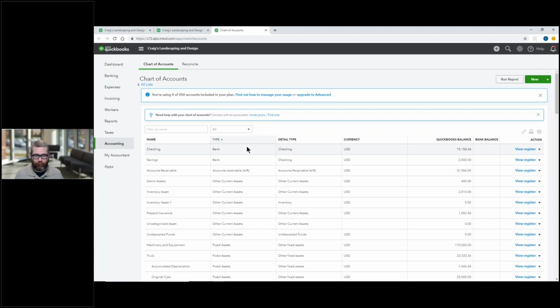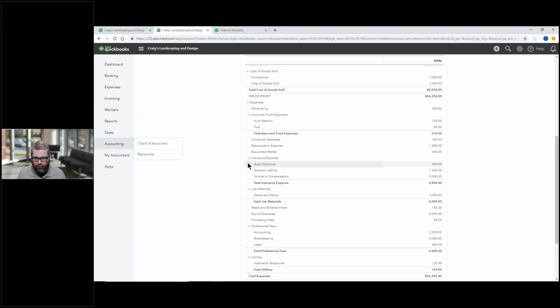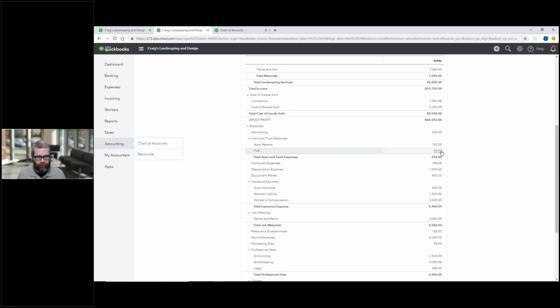So if it's important for you to track how much money you've spent on gasoline and have that stick out by itself on the profit and loss report, so that whenever you're doing your taxes you can figure out how much money you spent on gasoline, it should have its own account. That way, whenever you go to run your profit and loss report, you can say, oh okay, that's how much money we spent on fuel this year.